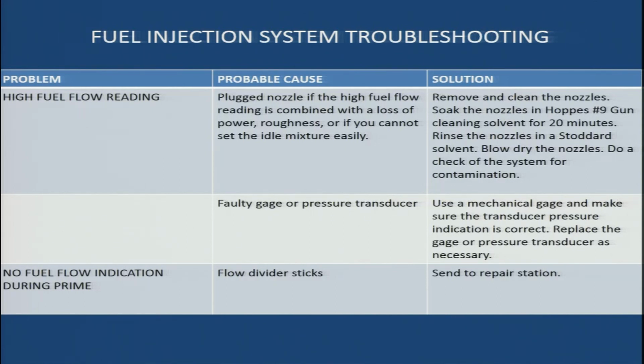Another problem that might be encountered is no fuel flow indication during priming. Once we are priming the engine and we see that there is no fuel flow indication, the probable cause is that your flow divider might be sticking. There is a diaphragm inside the flow divider, and it might be sticking. In that case, we are not supposed to repair the flow divider in the field, and it has to be sent to the repair station.